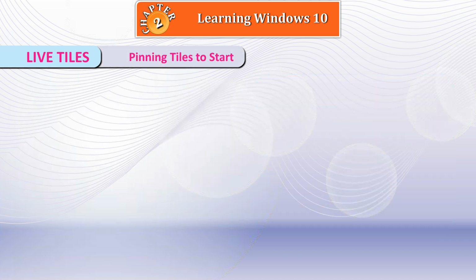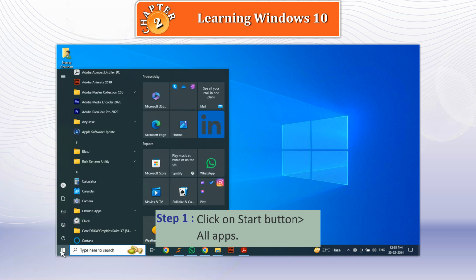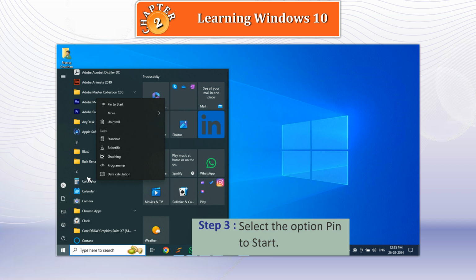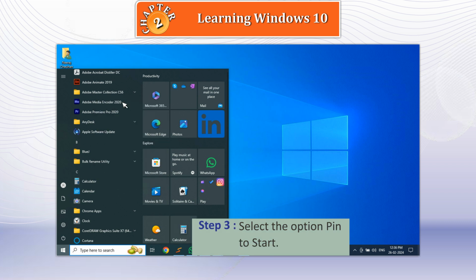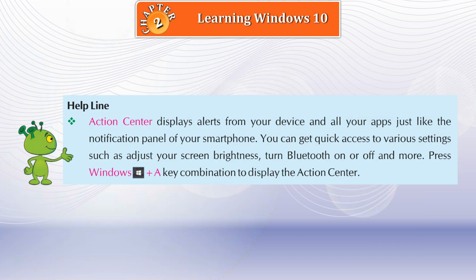Pinning tiles to Start. Step 1. Click on the Start button, All apps. Step 2. Right-click on the app that you want to add to the Start menu. Step 3. Select the option Pin to Start. Step 4. The selected app is displayed in the right pane in the form of a tile.